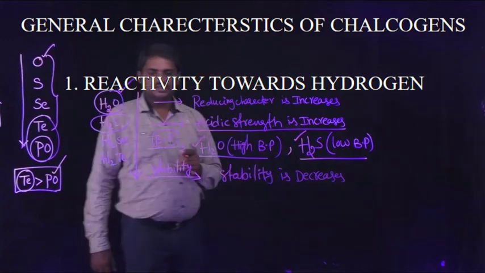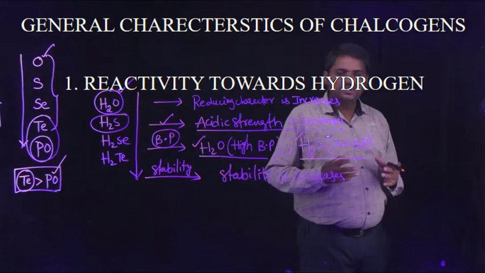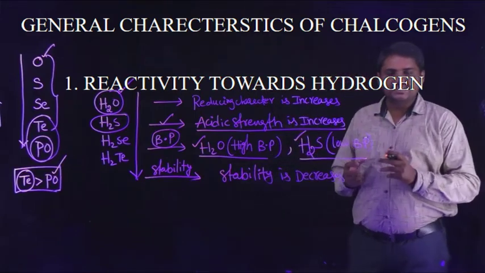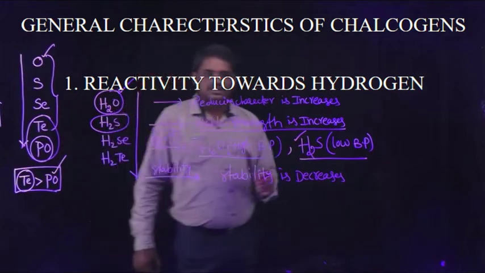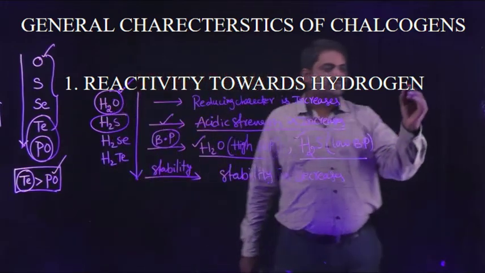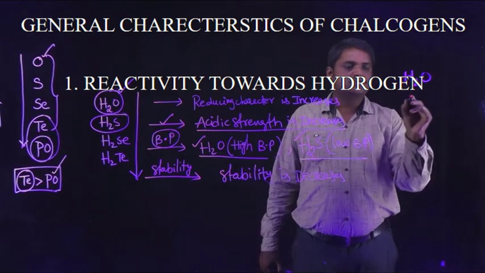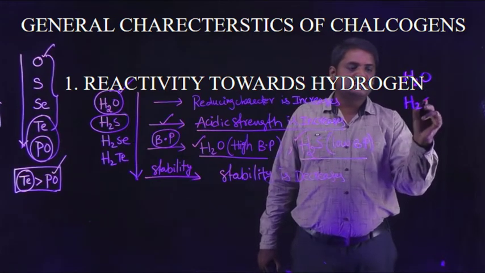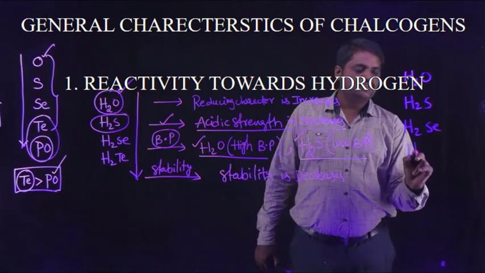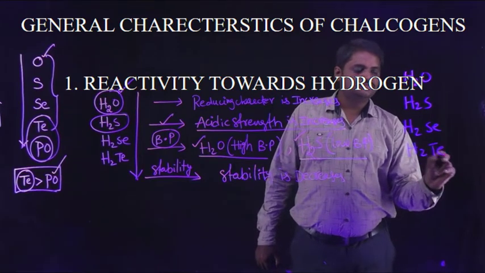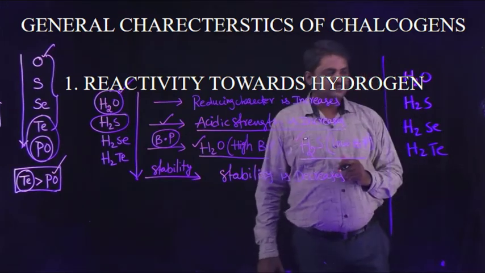Stability decreases. These hydrides are observed on moving down the group. Why? What is the reason? For example, hydrides like H2O, H2S, H2Se and H2Te. These are the hydrides of 16th group elements.